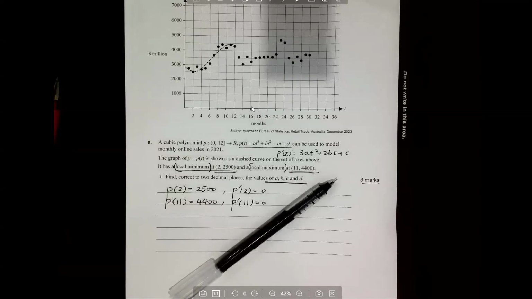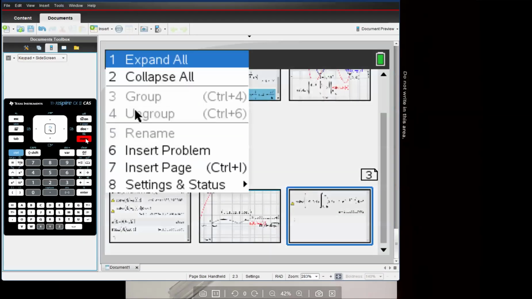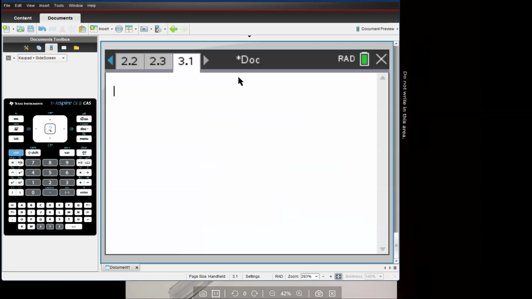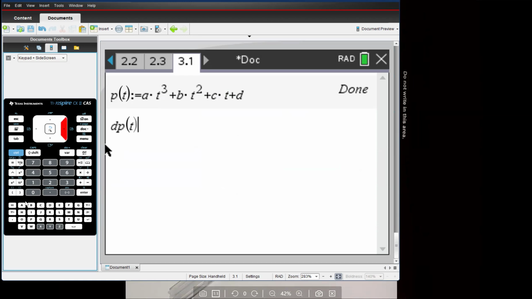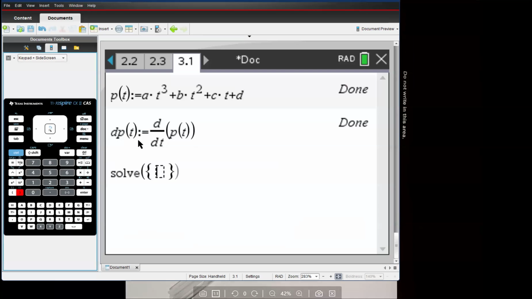What I'm going to do with my CAS calculator is I will say insert a problem, add a calculator. P of T is assigned to A times T to the power 3 plus B times T squared. You need to have a multiplication sign here, plus C times T plus D. And then I would define a dP of T, which means the derivative, shift minus T, P of T. This is easier to do the substitution. Then I just carry out a solve.